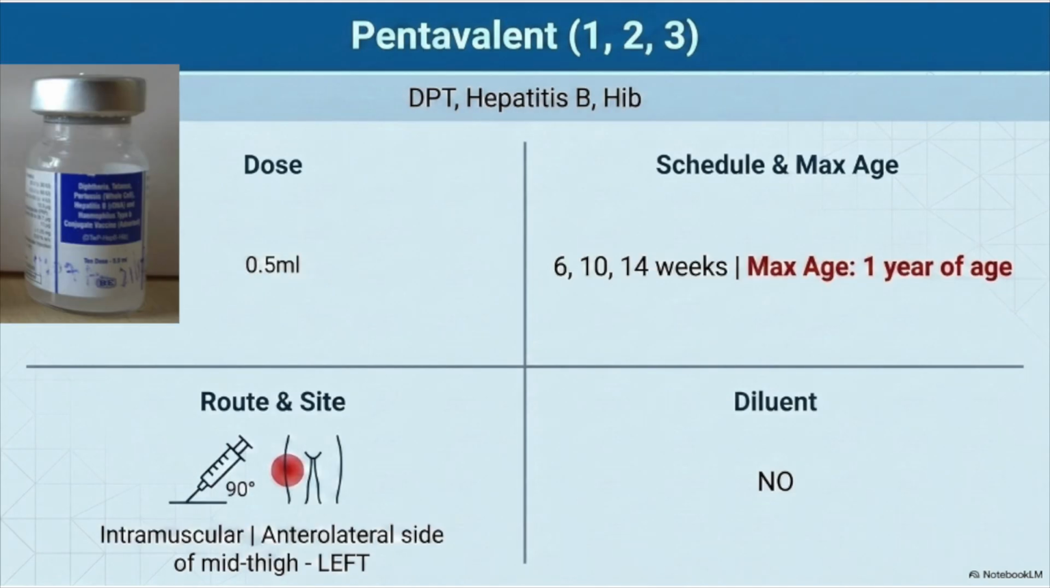The pentavalent vaccine covers diphtheria, pertussis, tetanus, hepatitis B, and HIB. The dose is 0.5 milliliters given at 6, 10, and 14 weeks with a maximum age of 1 year. It is given intramuscularly on the anterolateral side of the left mid thigh and no diluent is needed.